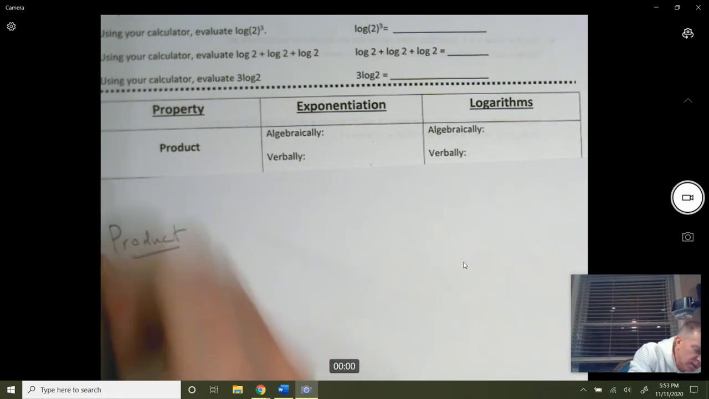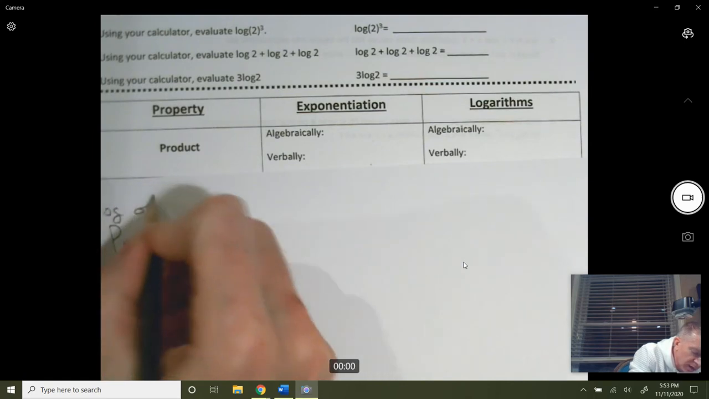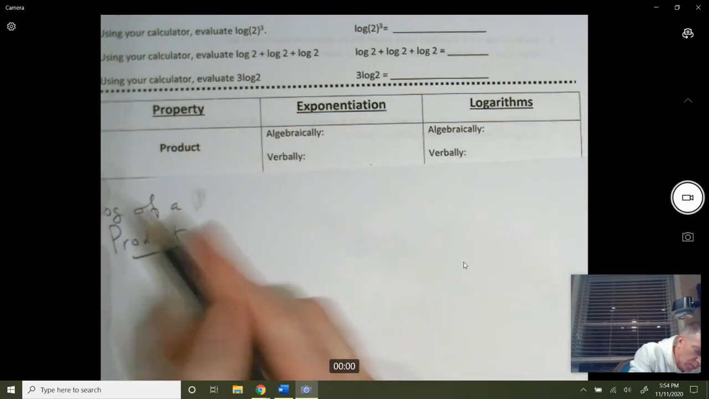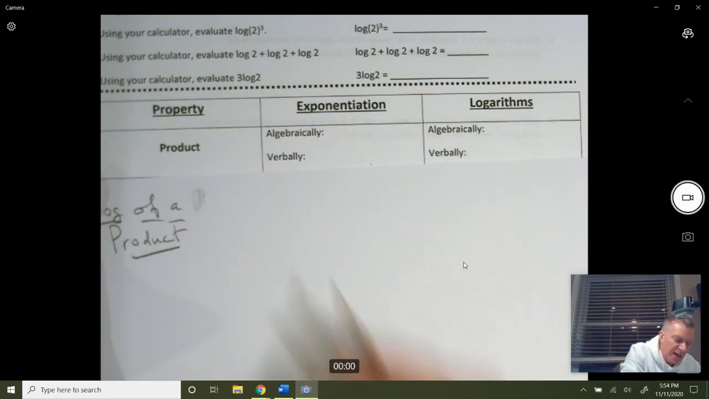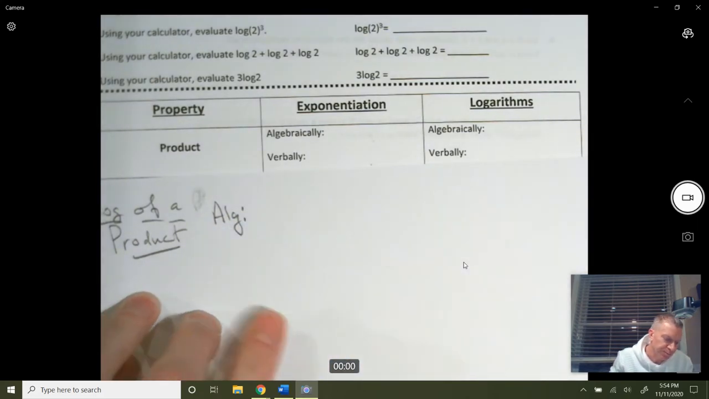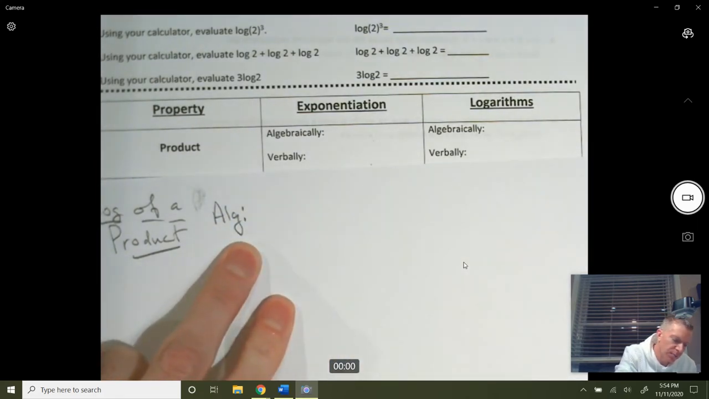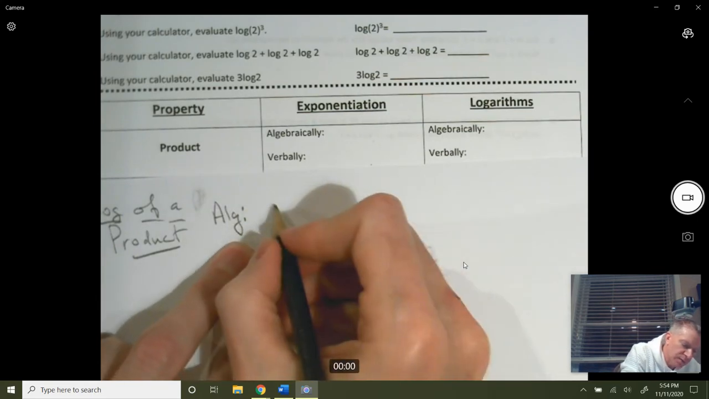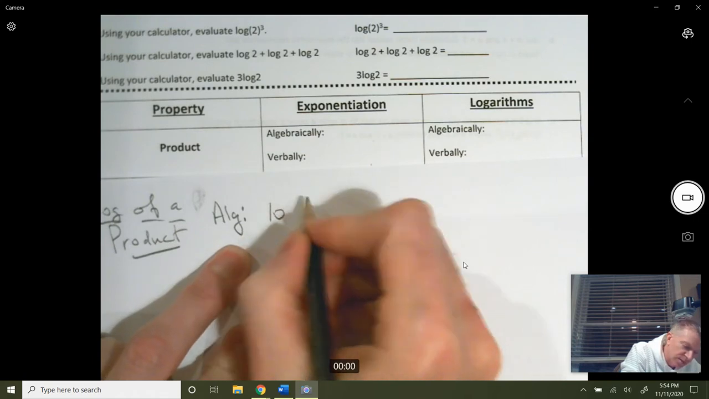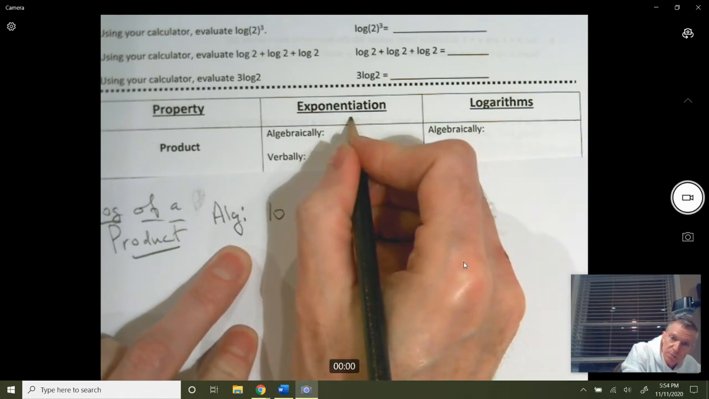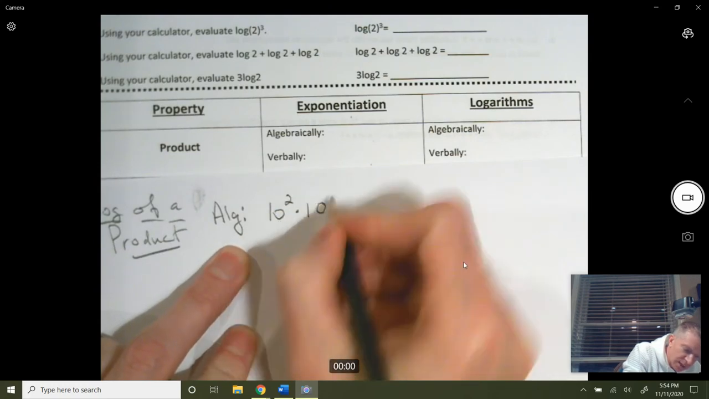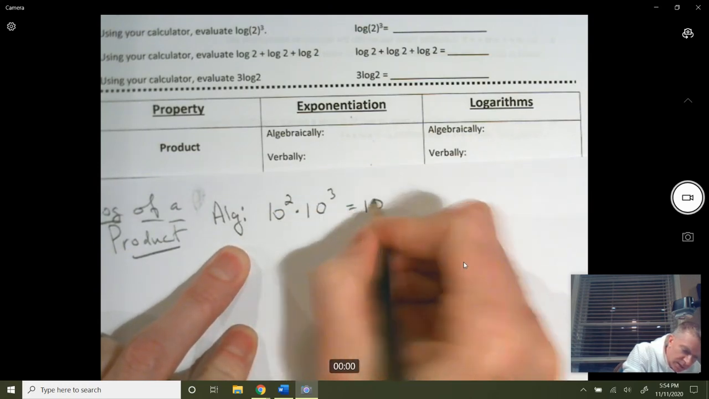What this is, it's the log of a product. When you take the log of a product, algebraically, this is what this looks like. When you have something like the exponentiation property, it's something like 10 squared times 10 to the third equals 10 to the fifth.